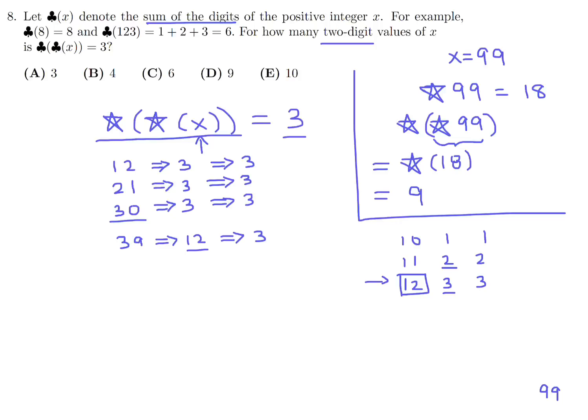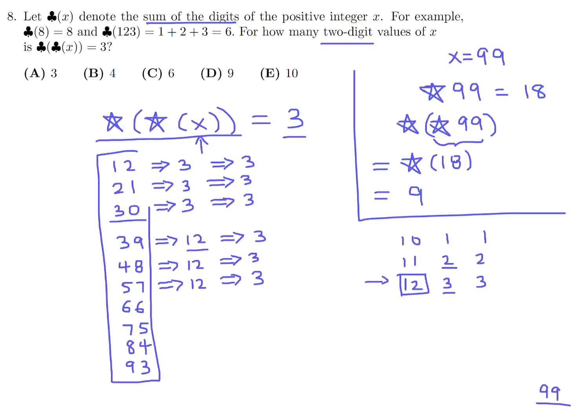So now our task is to find 2-digit numbers, like 39, where the sum of the digits is 12. And we can easily do that. 48, 57, 66, 75, 84, and 93. And 99 is our final number, so we don't need to go beyond that. And I hope you're convinced that each of these, the sum of the digits, if you do it twice, is 3. So all of these will be the same. So how many did we get? We got 1, 2, 3, 4, 5, 6, 7, 8, 9, 10. So number 8, the answer is E.